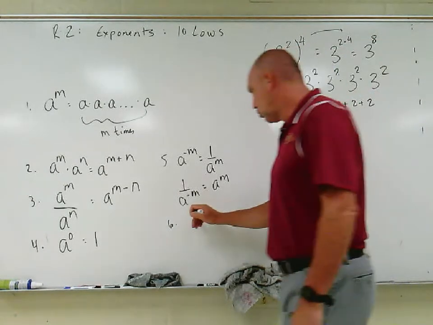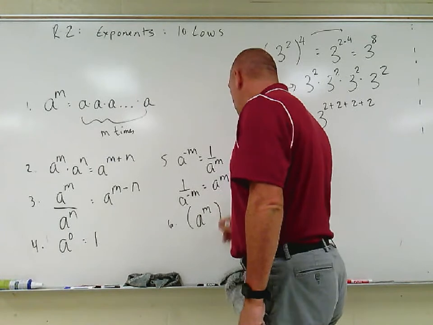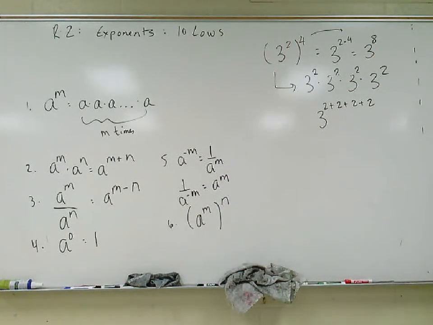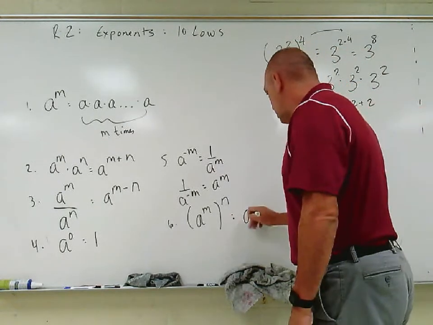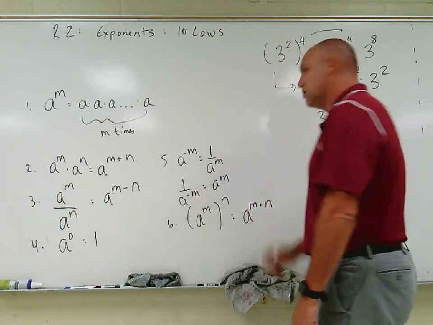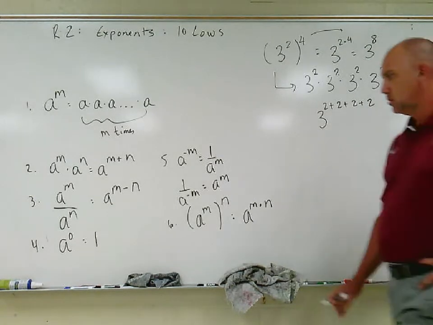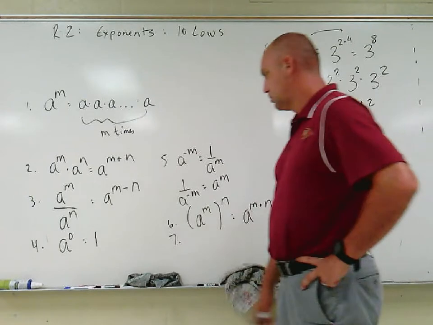And so the rule is a to the m raised to the n is a to the m times n. That's the rule. So far, so good? Rings a bell? Okay? Rule 7.